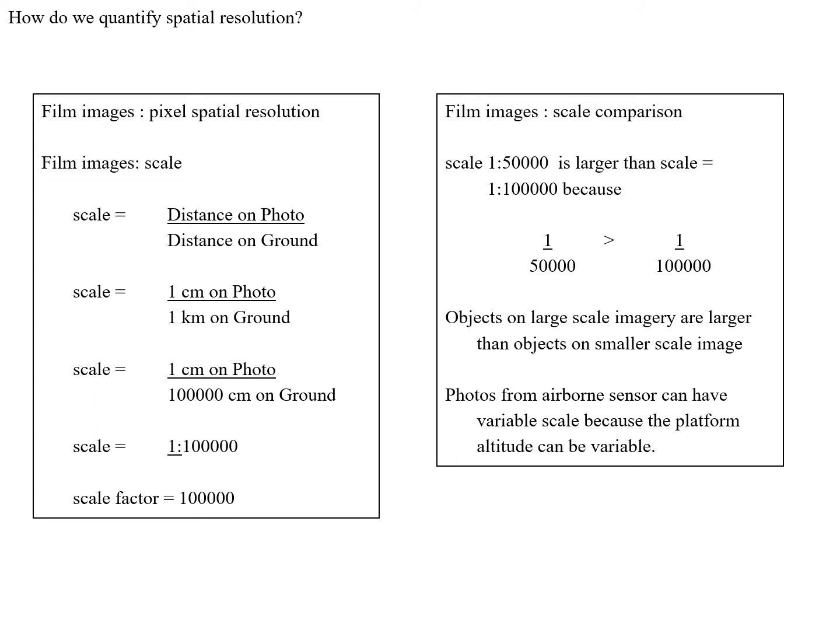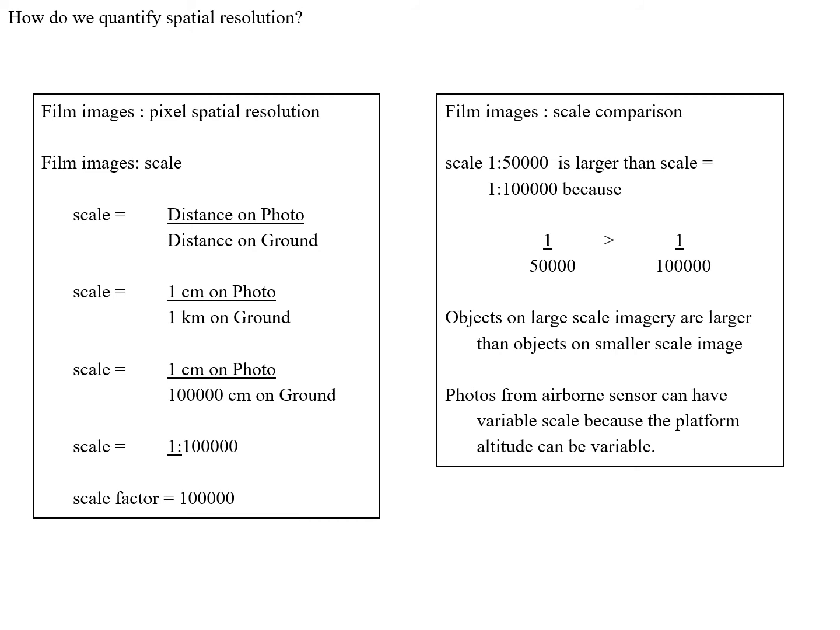For digital images, we characterize spatial resolution using the pixel spatial resolution. That is the size of one pixel on the surface. With film images, we don't look at the individual pixels, we look at the scale. So the scale is just the size or distance of an object, or between two objects on the photo, and then the distance on the ground. So if you work with maps, you know scale. The most popular map scale that is used for USGS topo sheets is 1 to 24,000. That means that 1 inch on the map is the same as 24,000 inches in the real world.